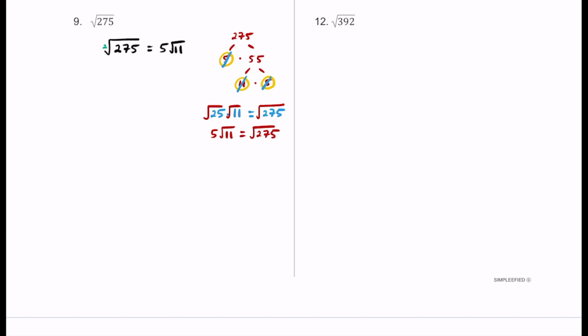Now if you want to check this, let's take the square root of 275 and throw that into a calculator and see what that's equal to. The square root of 275 is about 16.58. And then what's 5 times the square root of 11? That's also about 16.58. So again, it's good to double check to make sure we are getting these correct, and then we can move on.